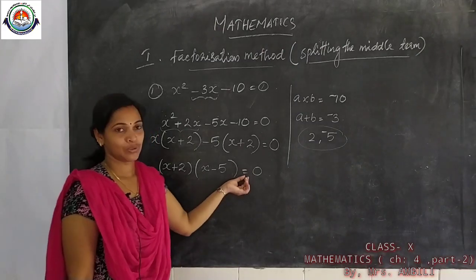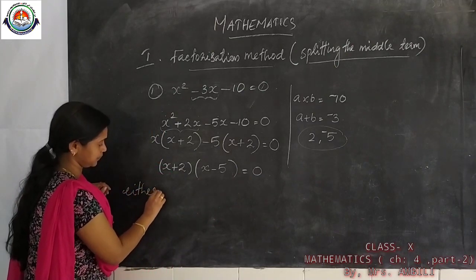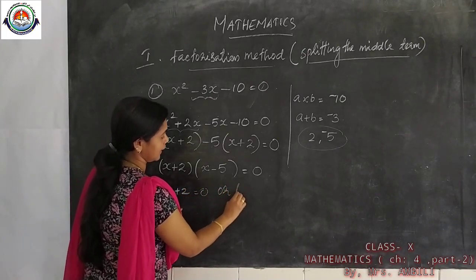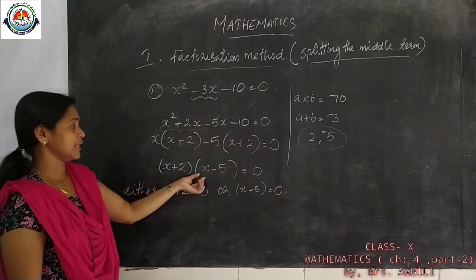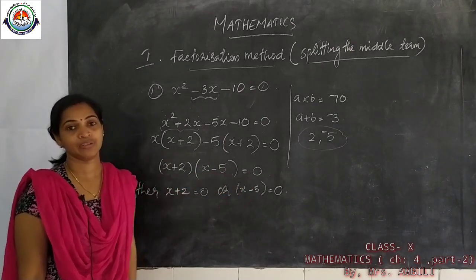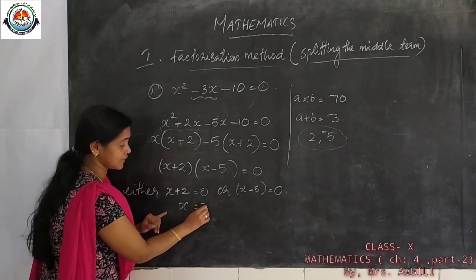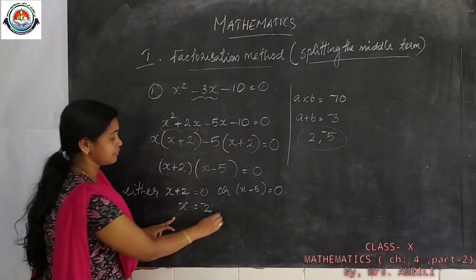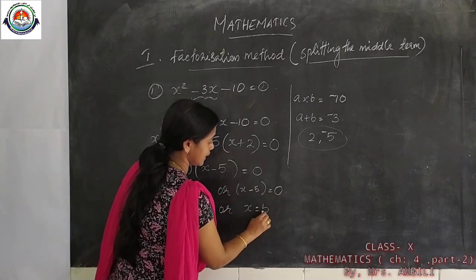So, we can equate with 0. It means either x plus 2 equal to 0 or x minus 5 equal to 0. That is, x plus 2 into x minus 5 equal to 0 means either x plus 2 equal to 0 or x minus 5 equal to 0. If x plus 2 equal to 0, what is the value of x? Minus 2. x equal to minus 2. If x minus 5 equal to 0, what is the value of x? x equal to 5.